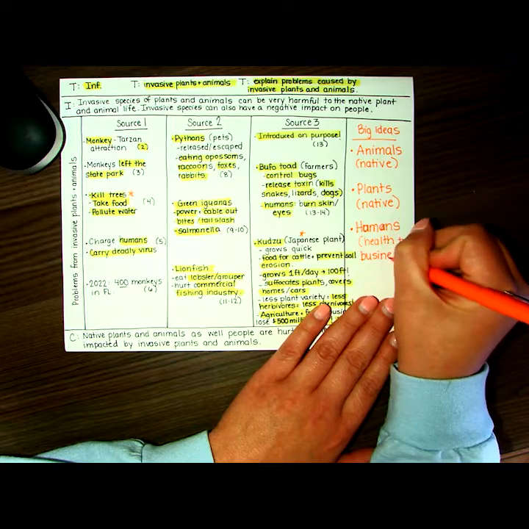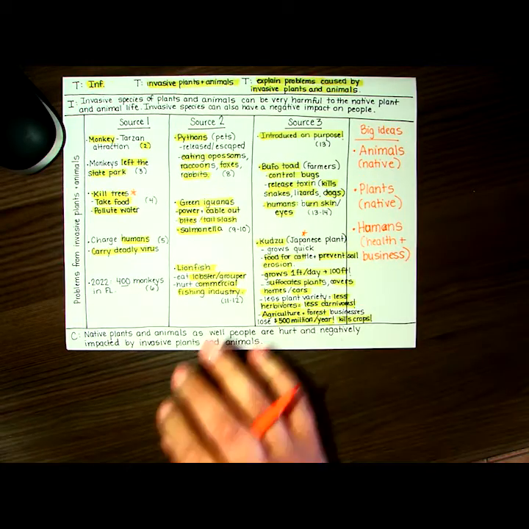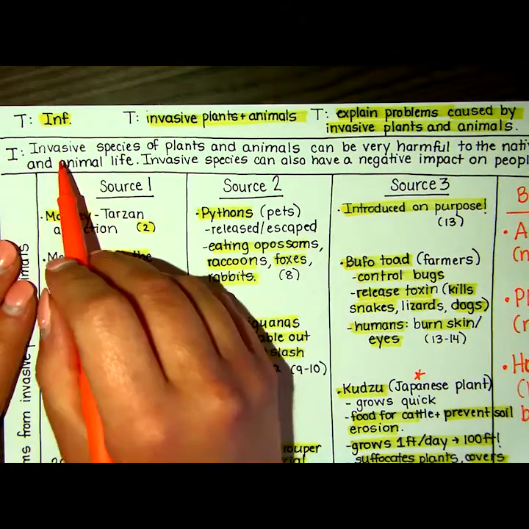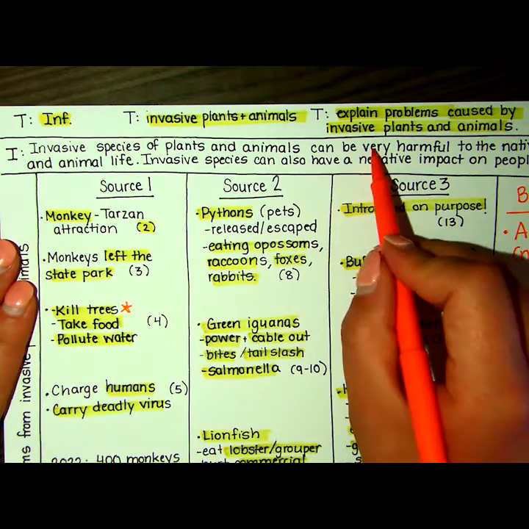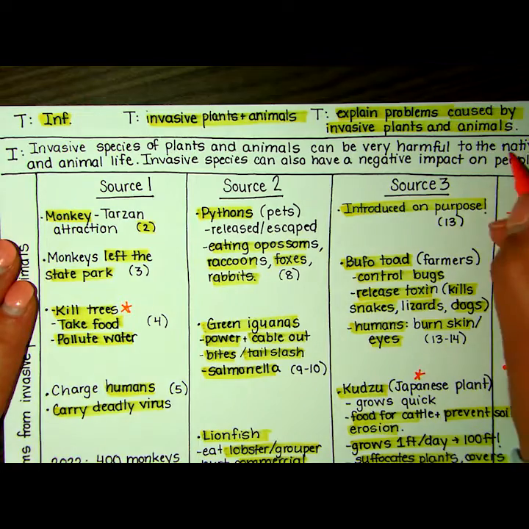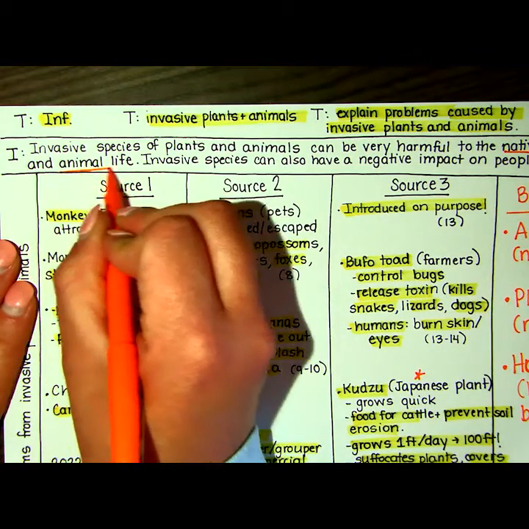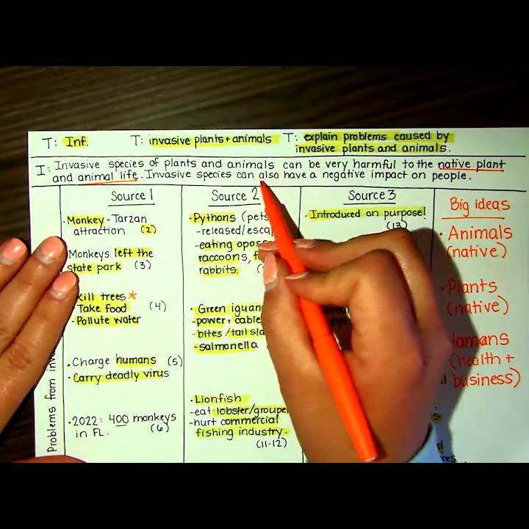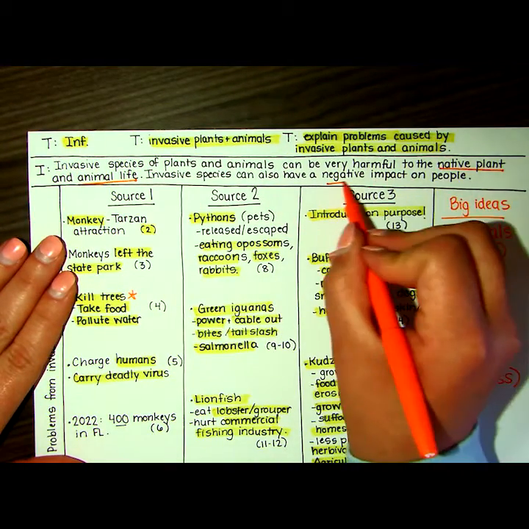So now we can just peek really quick at my intro, which includes those big ideas. Invasive species of plants and animals can be very harmful to the native plant and animal life. There's two big ideas. Invasive species can also have a negative impact on people. So there are my three big ideas.